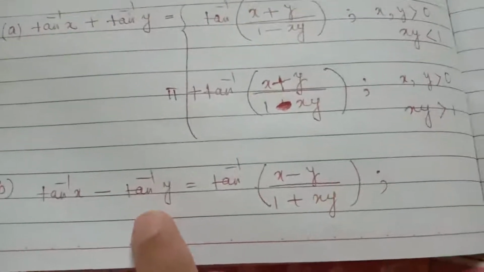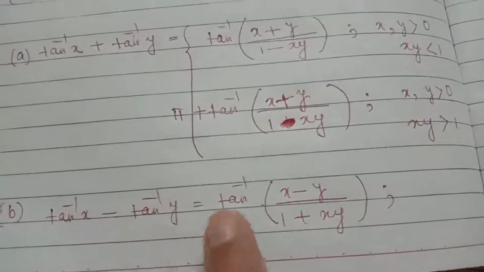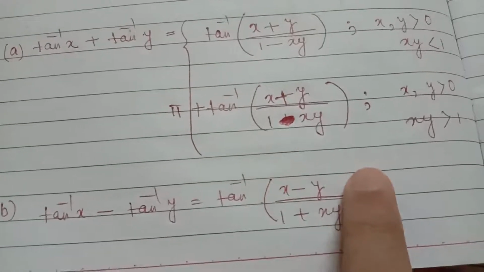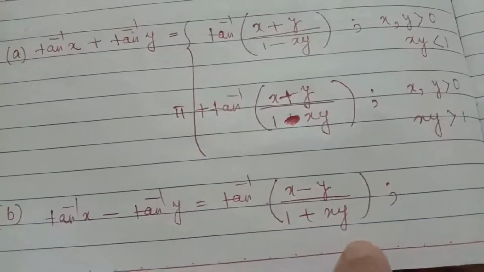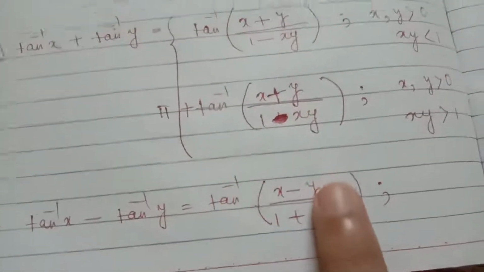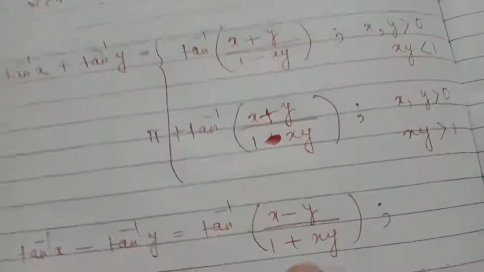Next, tan inverse of x minus tan inverse of y. Tan inverse of x minus tan inverse of y is tan inverse of x minus y by 1 plus xy. Tan inverse of x minus tan inverse of y equals this. Directly we can write this formula.